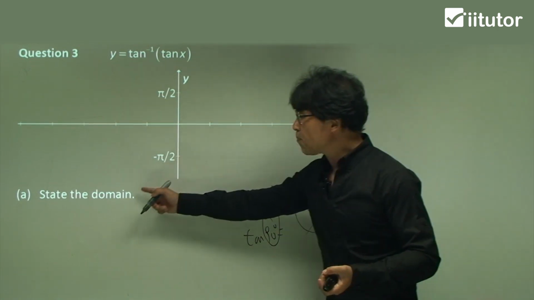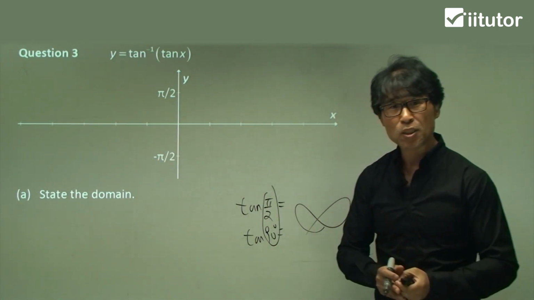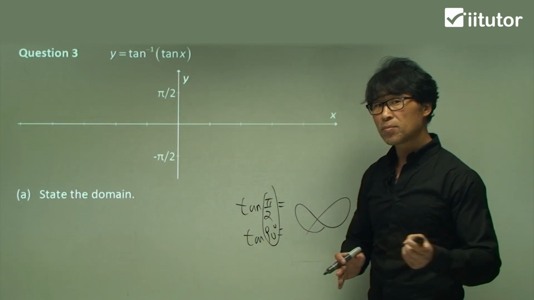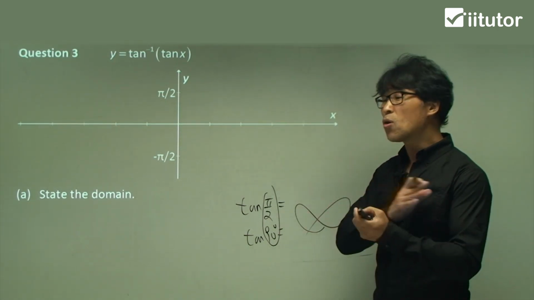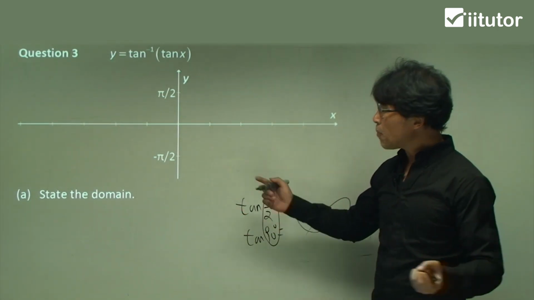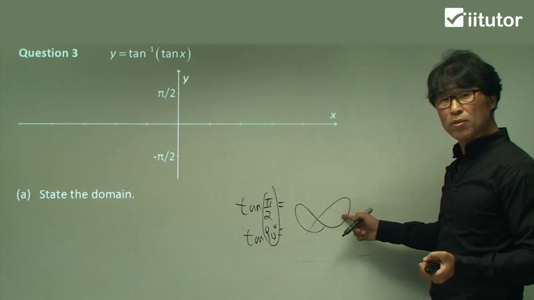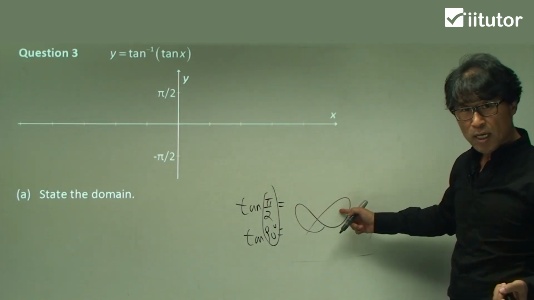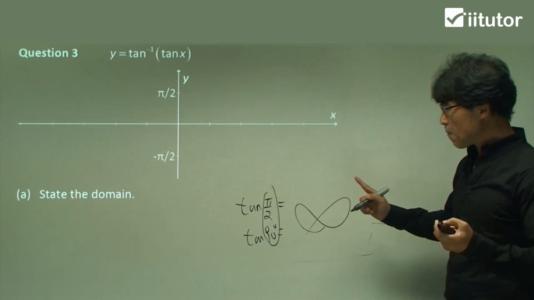Therefore, the domain will have some limitation, which is different from the sine and cos functions. The sine and cos functions have no limitation in terms of x values, okay? But this one has some trouble, some exception, some limitation. Makes sense, guys?